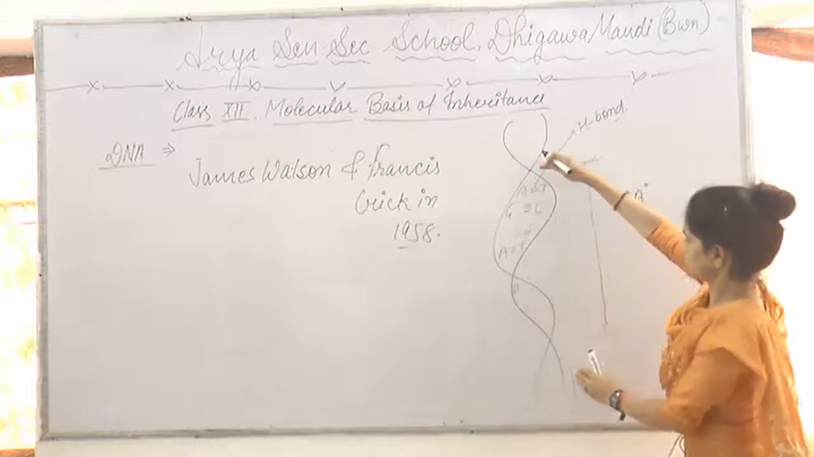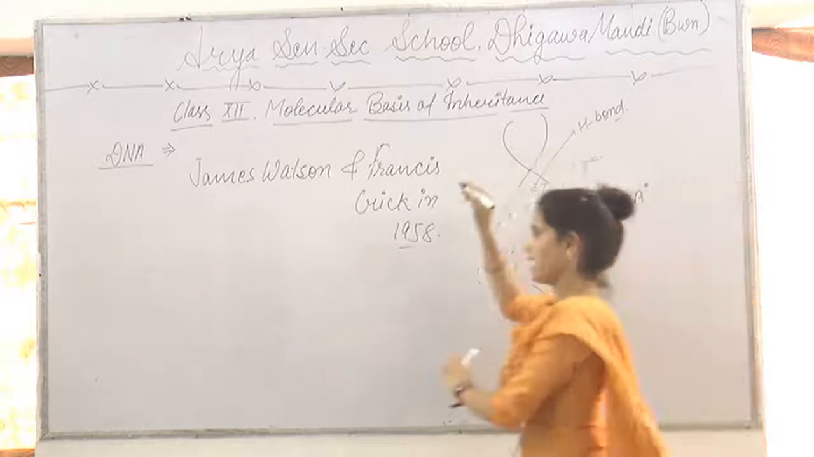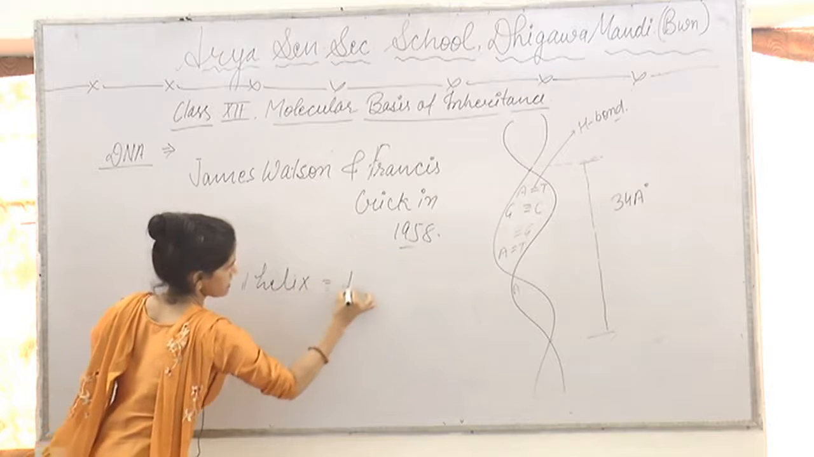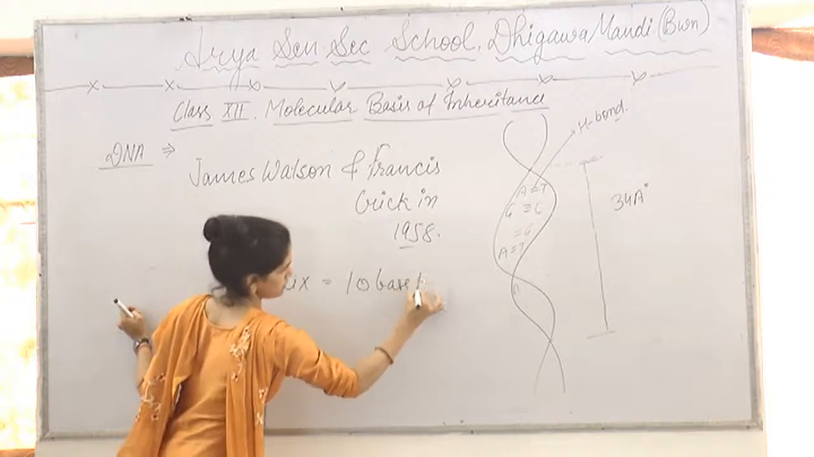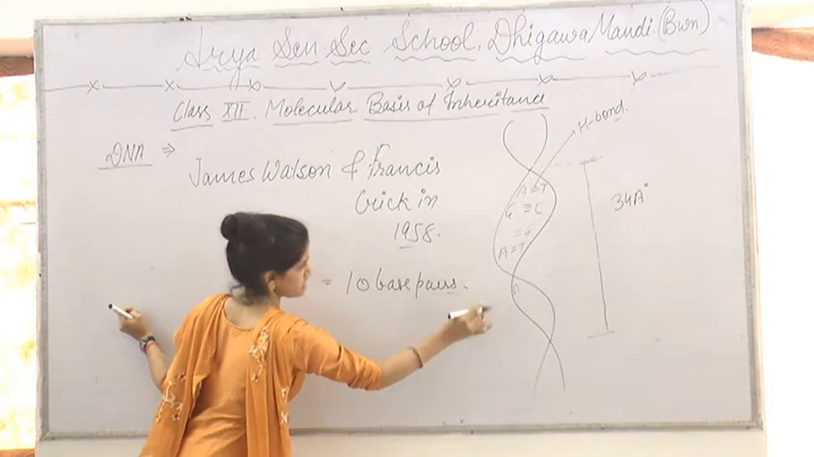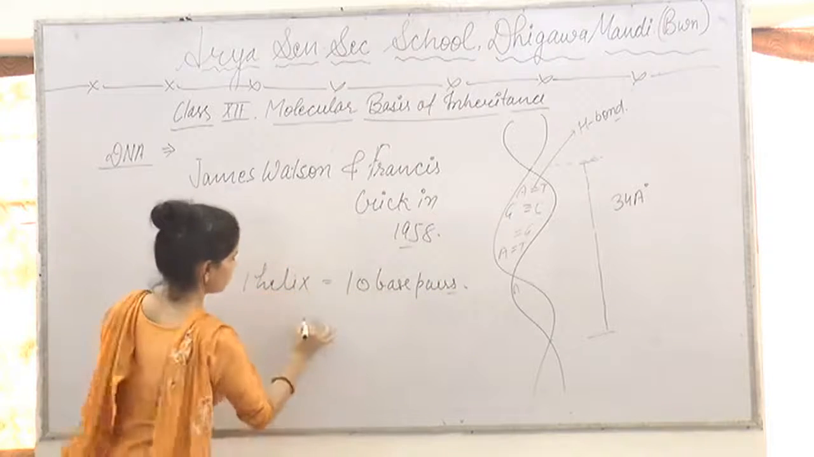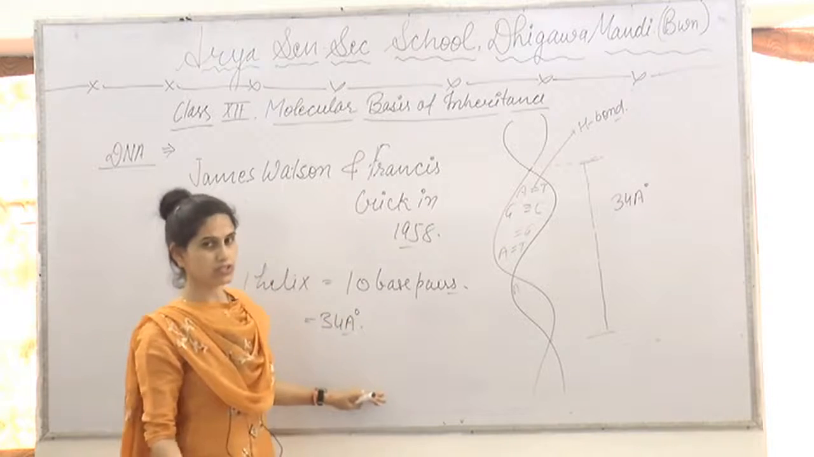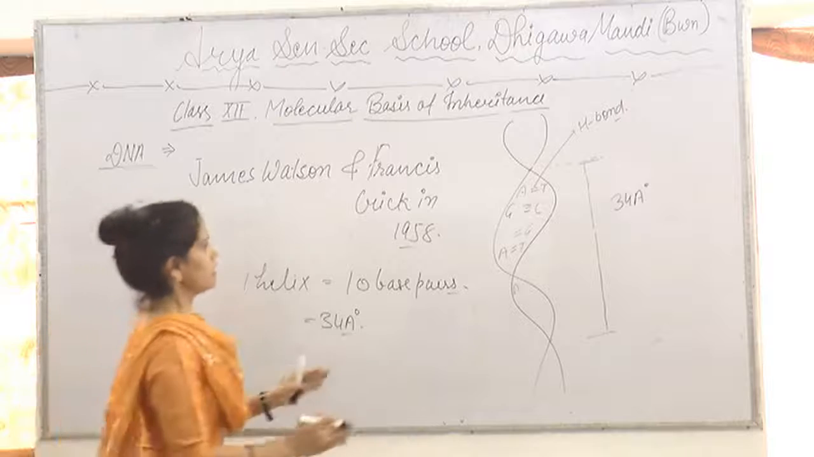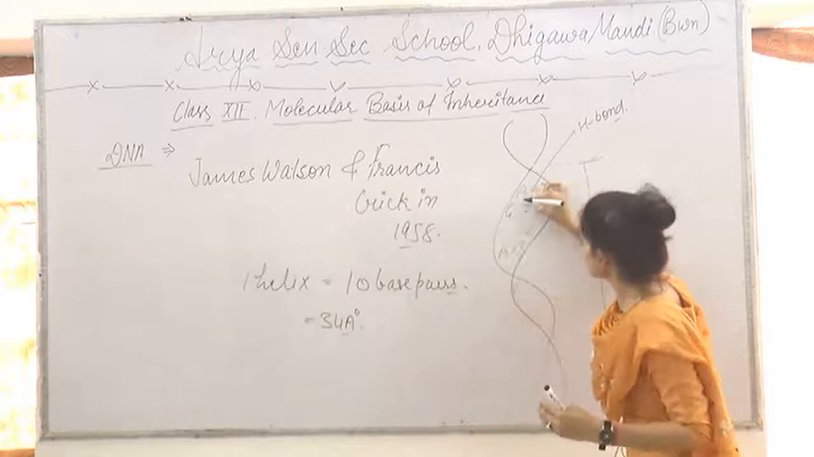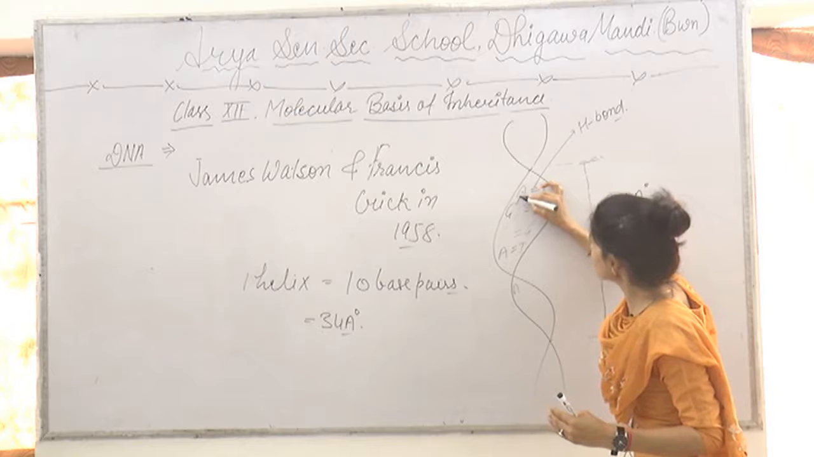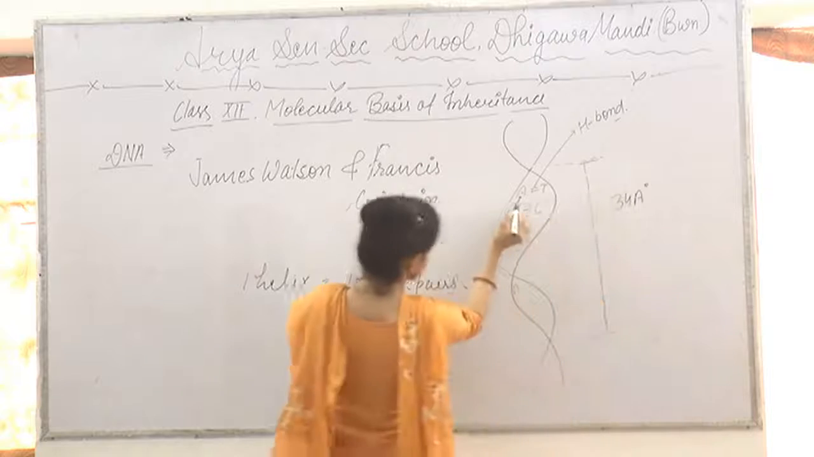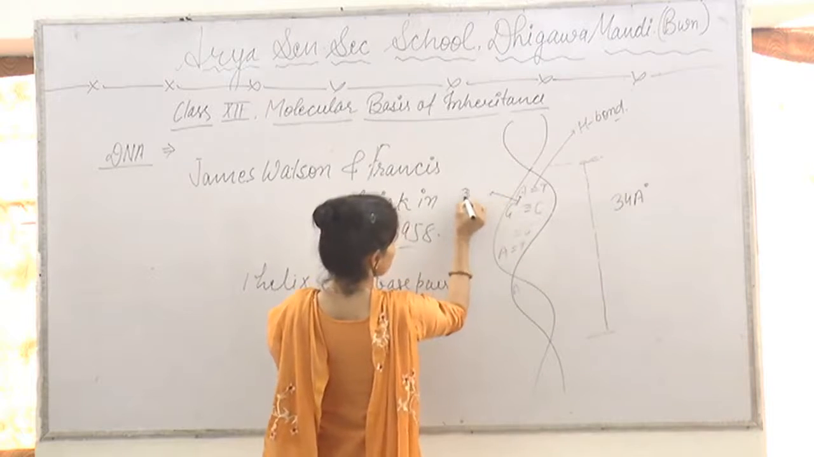This is one helix. One helix of bDNA has 10 base pairs, and its length is about 34 angstrom. You can also convert angstrom into nanometer. Now, what is the distance between consecutive base pairs according to the Watson and Crick model? This distance is 3.4 angstrom.